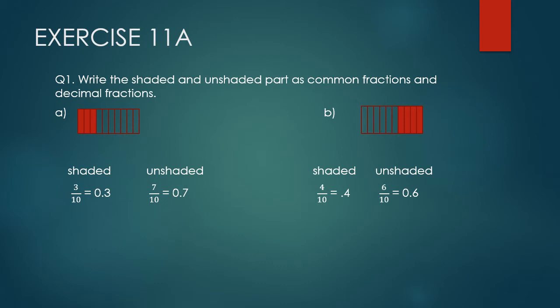Now unshaded parts are 7. So in fractional form, we'll write it as 7 upon 10. And in decimal form, it can be written as 0.7.